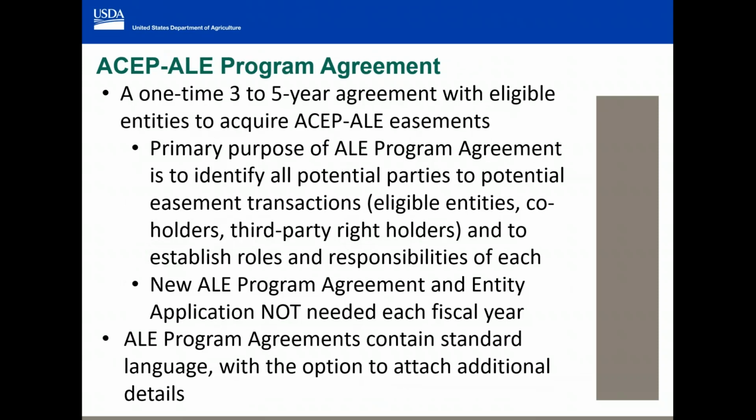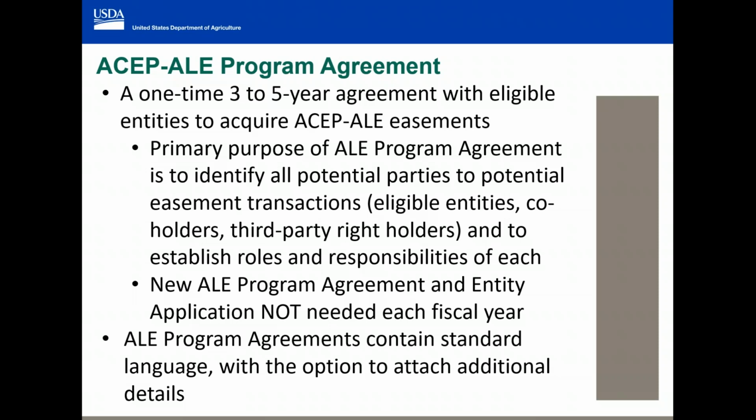So in contrast, the ALE program agreement concept is a single 3 to 5 year agreement with an eligible entity to acquire the easements. The primary purpose and function of the program agreement itself is to identify all the potential parties to any potential easement transactions.